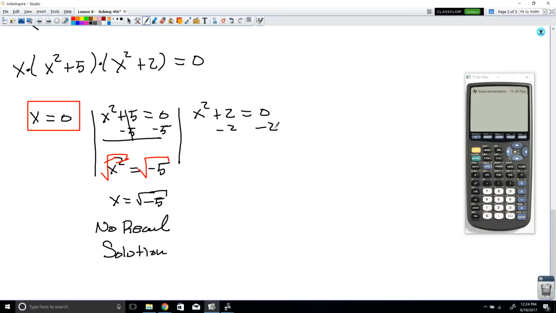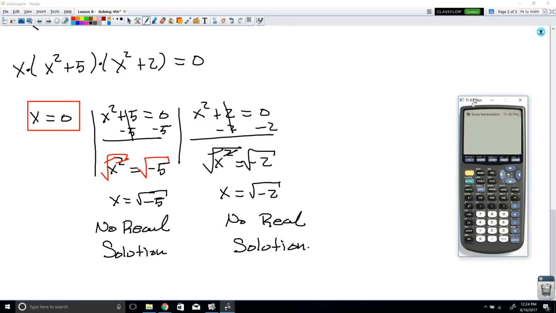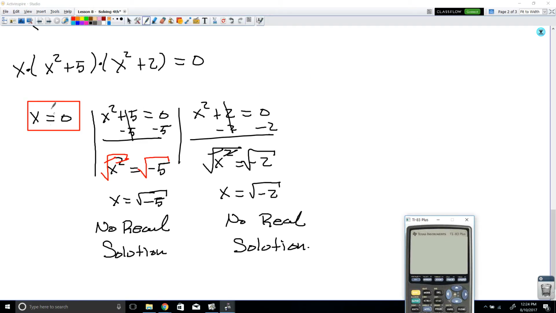Well, let's check the last one here. x squared equals negative 2. Take the square root. So this cancels out, and now we have that x equals the square root of negative 2, which again, you're taking the square root of a negative number, so this is not real. So at the end of the day, we only have one solution: x equals 0.